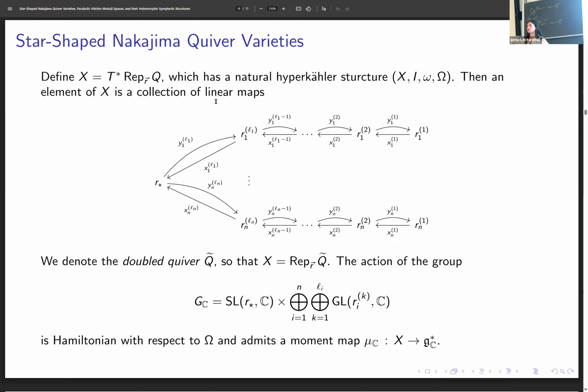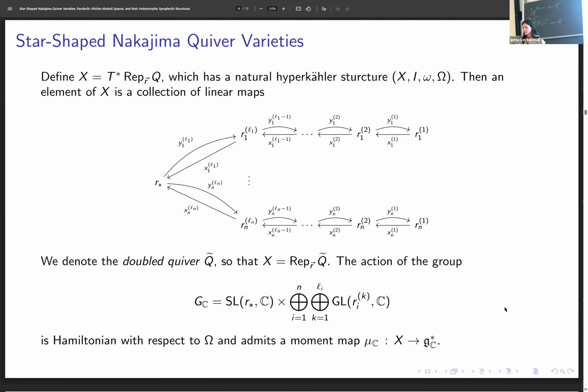And this is the cotangent bundle of the complex vector space. So it has a standard hyperkähler structure. You have a real symplectic form and a holomorphic symplectic form, and that encodes all that data. And there's an actual complex Lie group acting on this space of representations. It just acts by change of coordinates on each node. So SL2 acts on the central node, and you have all of these remaining GL_r's. This action is Hamiltonian with respect to capital Omega, and so it admits a moment map, which goes from X to the dual Lie algebra.